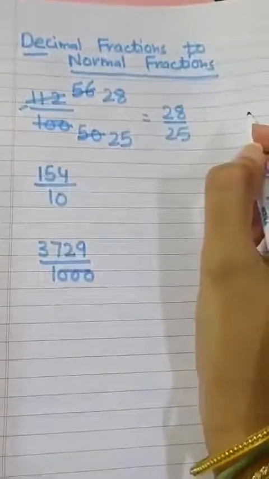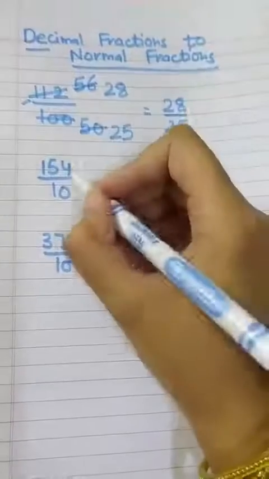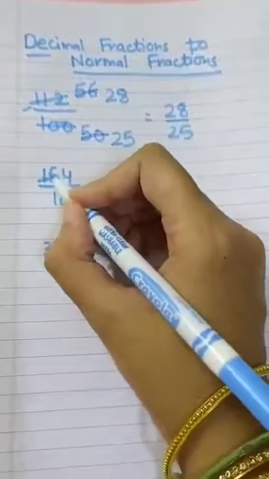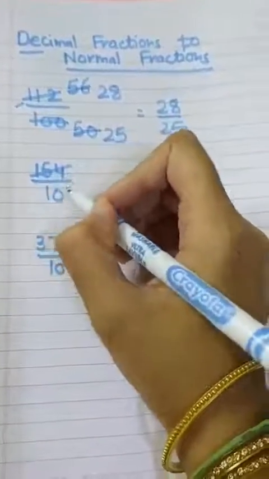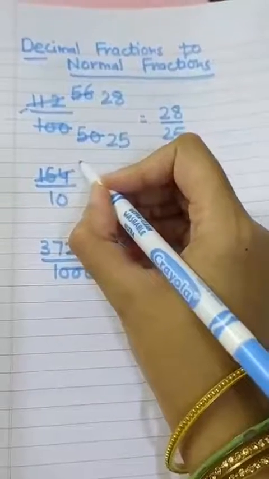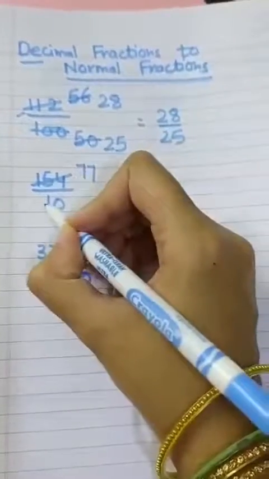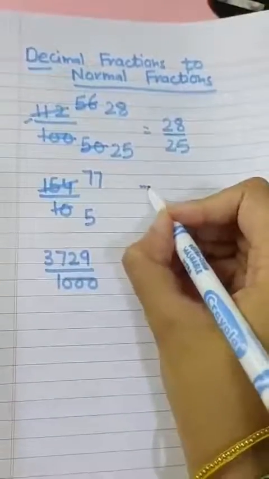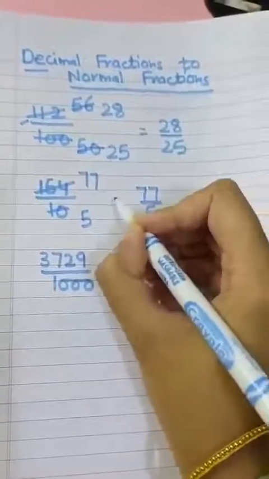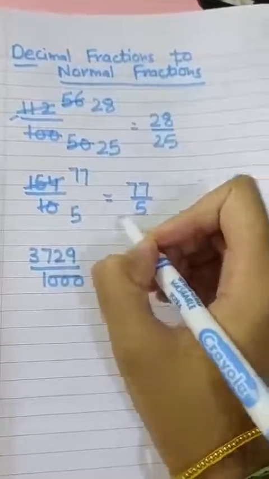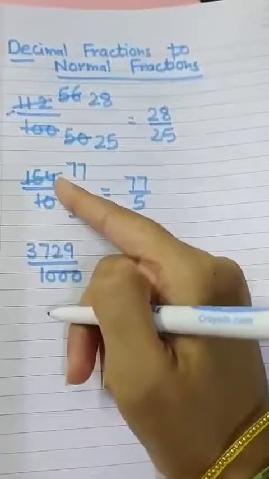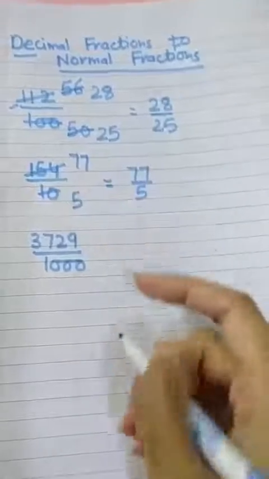In the same way we do it for 154 upon 10. We will divide 154 by 2 and we get 77, and in the denominator we get 5. So 77 upon 5 is the normal fraction of the decimal fraction 154 upon 10.